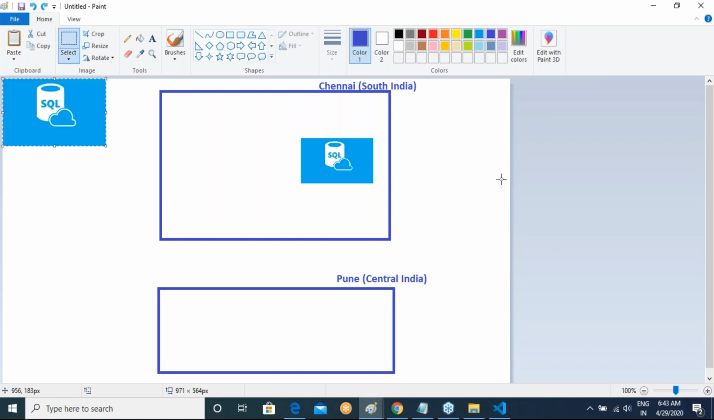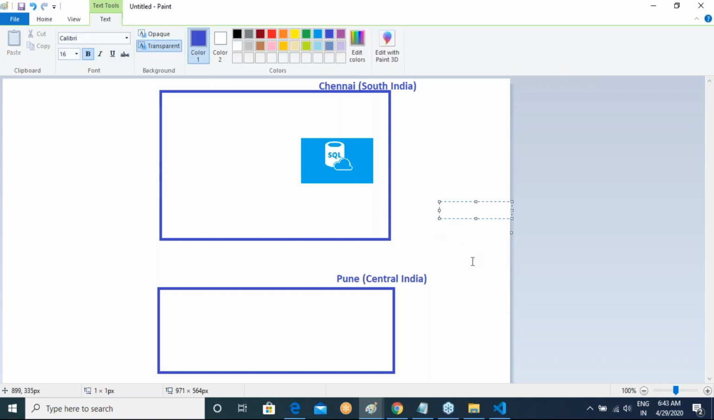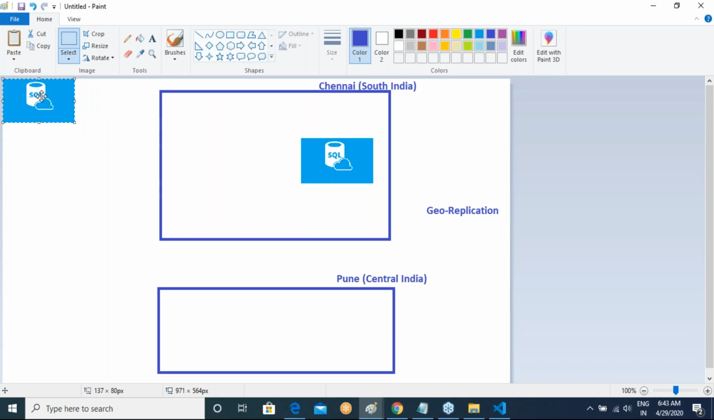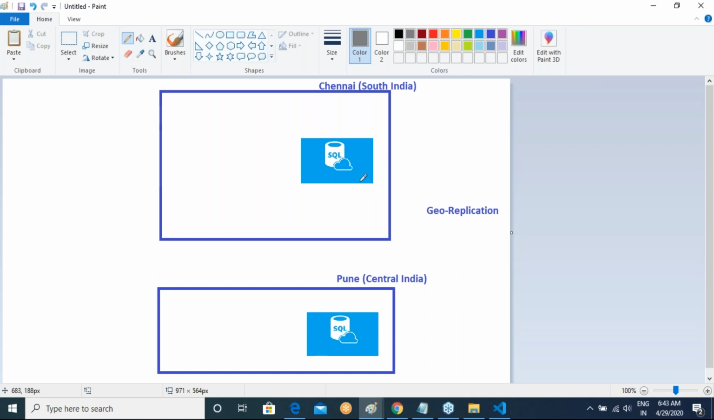Fine then. So now what Azure tries to tell is, whenever you want to do this, there is no need for you to do much. I can set up something called geo replication for you. In geo replication, what Azure does is it creates one more database, and then it tries to synchronize the data between these two.